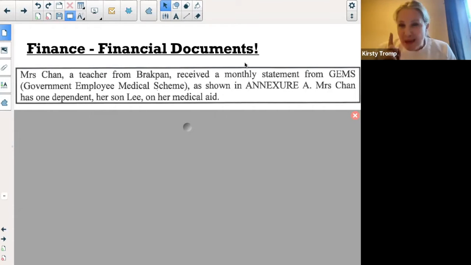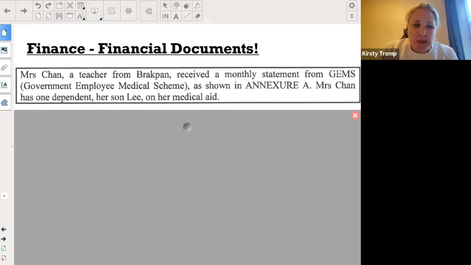Mrs. Chang has one dependent, her son Lee, on her medical aid. It's important that you understand what they're talking about when they say dependent. Dependent means that you are responsible to pay for this person. So Lee is her son and he is on her medical aid. So she's not only paying for herself, but she's also paying for Lee, her son.